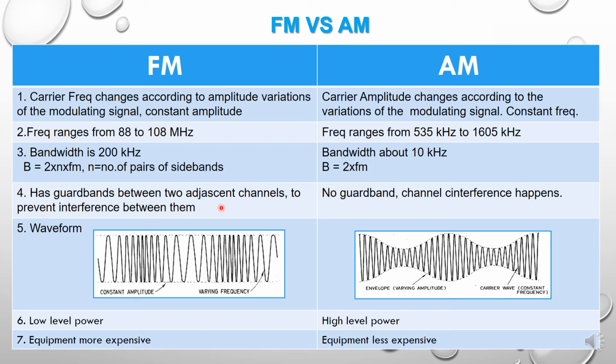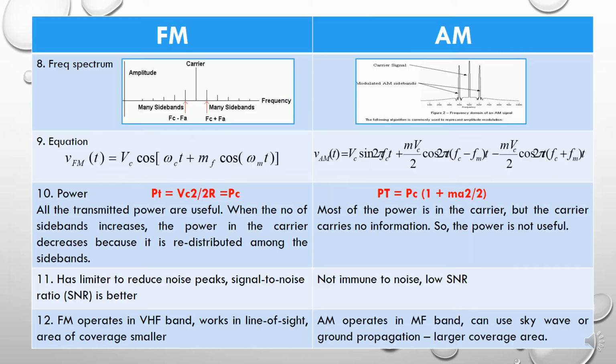FM has a guard band between two adjacent channels to prevent interference between them, and AM doesn't have the guard band, therefore channel interference can happen. This is the waveform for FM, and this is for AM. We have constant amplitude and varying frequency for FM, and varying amplitude and constant frequency for AM. FM has low level power, AM has a higher power level, and the equipment for FM is more expensive as compared to the equipment for AM.